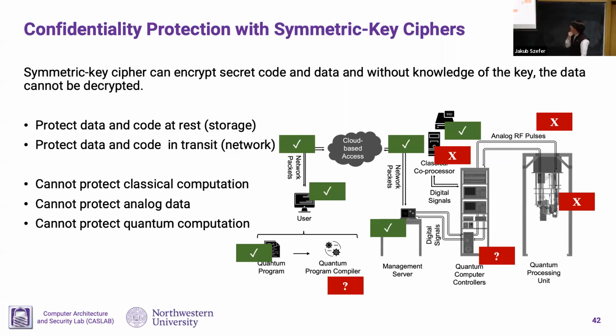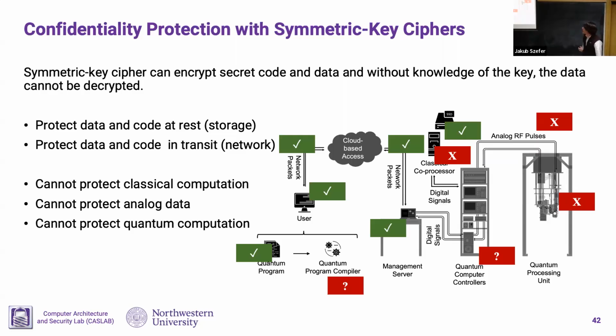So symmetric key confidentiality can be achieved in these parts, but not on the quantum computer end. And just as a side, for example, you can encrypt your program when it's stored or sent over the network. But when you process it through a compiler, the compiler has access to your data and might be able to break the confidentiality. So this is a rough picture. Just think about it this way: if it's on the network or in storage, the confidentiality is okay, but in other places it's not. Any questions about this picture?